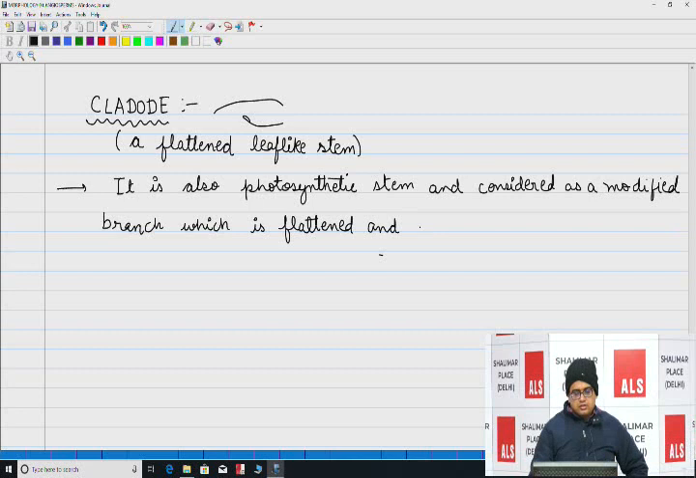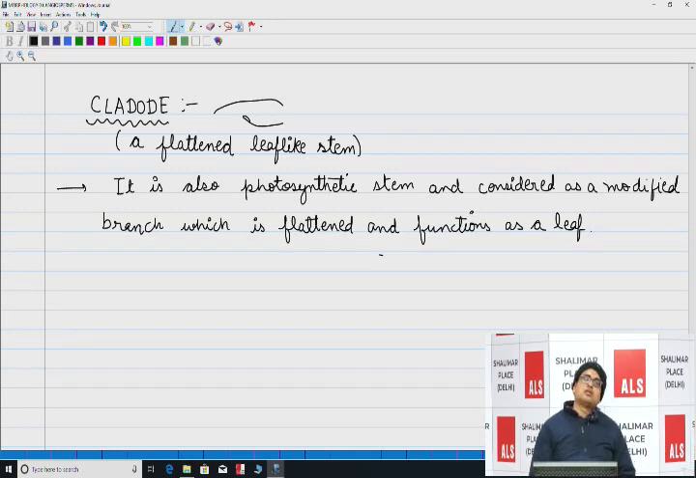So, it's also a photosynthetic stem and is considered as a modified branch, which is flattened and basically functions as a leaf. Okay. So this is what cladode is.